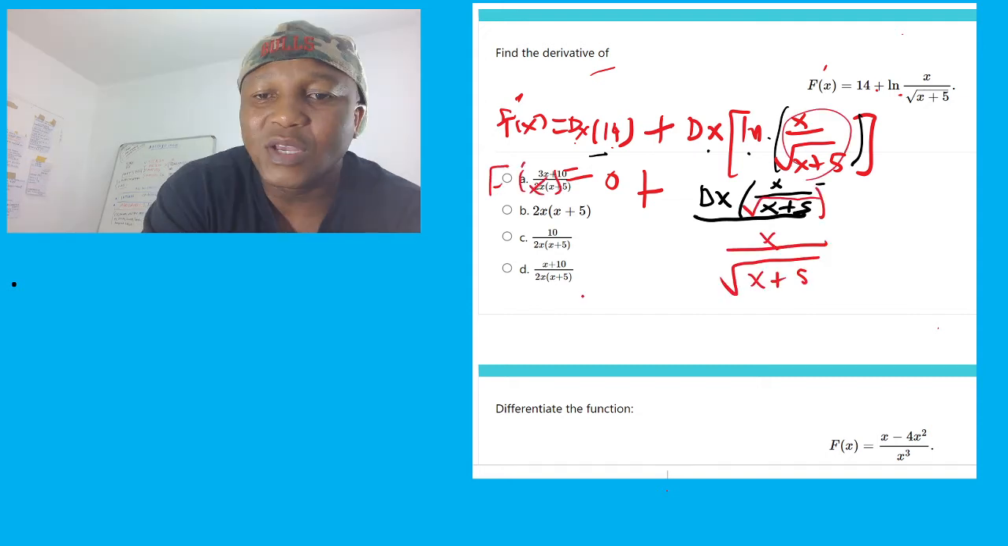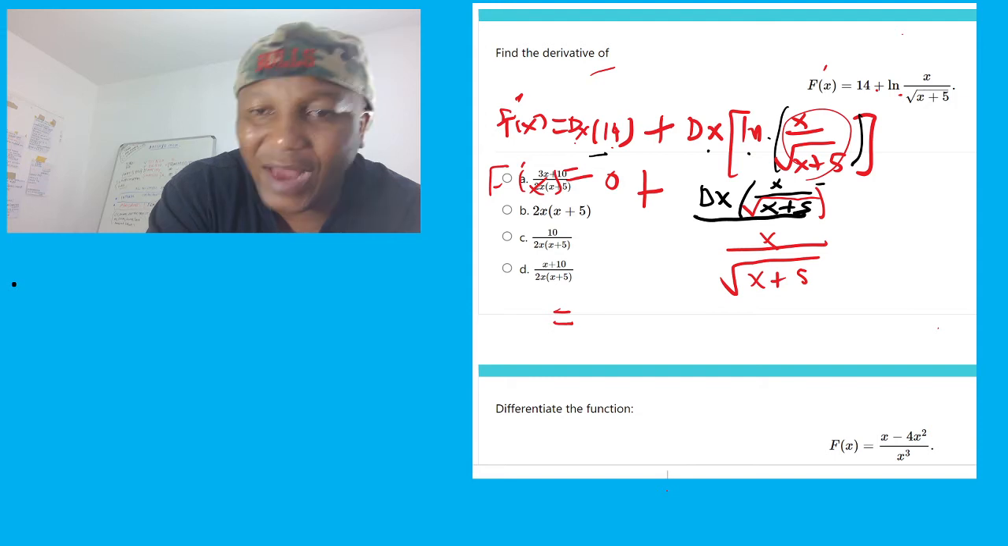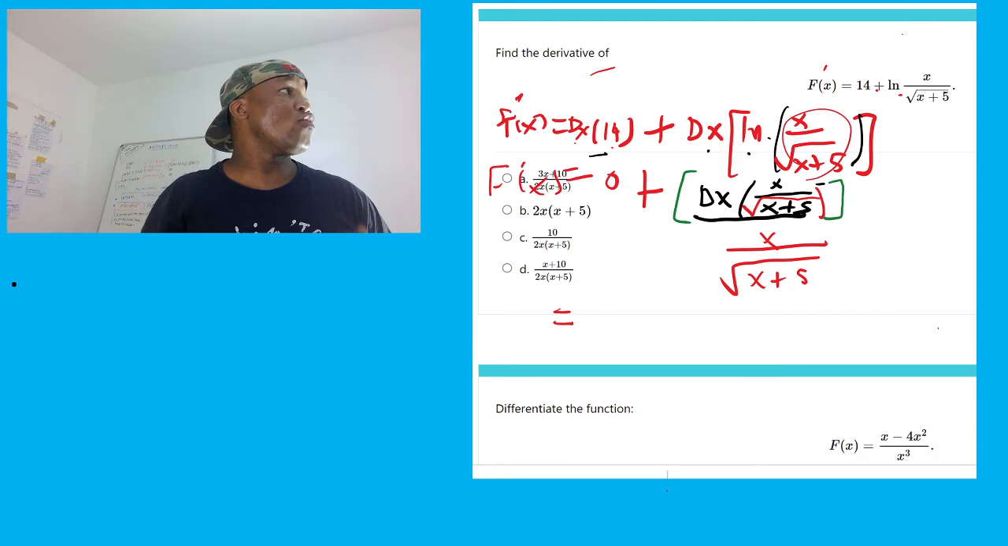So f prime equal, so what we're going to do now, we're going to have to deal with this, the one on top, right here. So how are we going to do it? That's a quotient rule of differentiation. For the quotient rule, you always write your denominator first. What is the denominator? It's x plus 5 root, and then we derivate the top one.